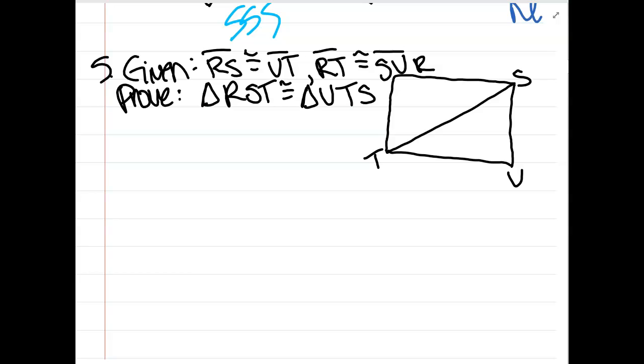Okay, so you guys kind of get the picture drawn, yeah? Okay, so RSTU. Most of the time they're going to label and mark the diagram for you, but if they don't, I like to label and mark the diagram. That helps. We have RS congruent to UT, RT congruent to SU. Now the two that you can use today are either side, side, side, or side, angle, side. They give me two sets of congruent sides, so I either need the included angle or the third side. Which one do you think we could do?